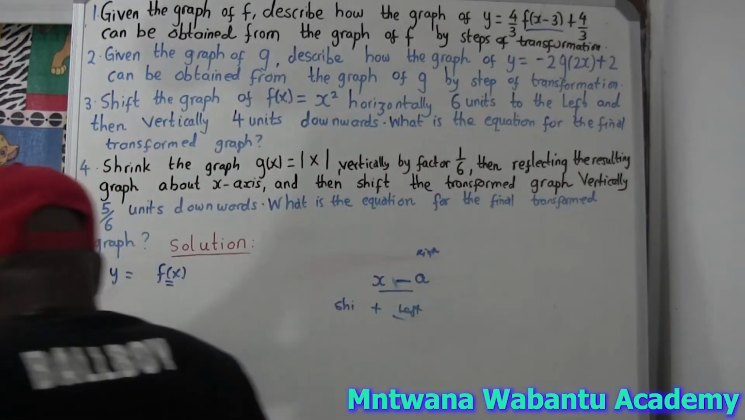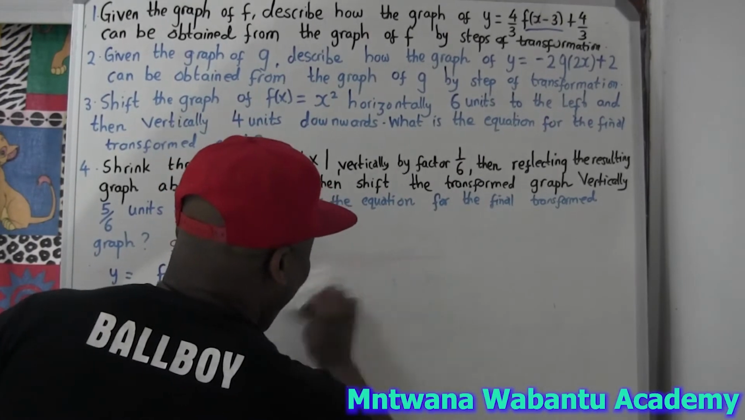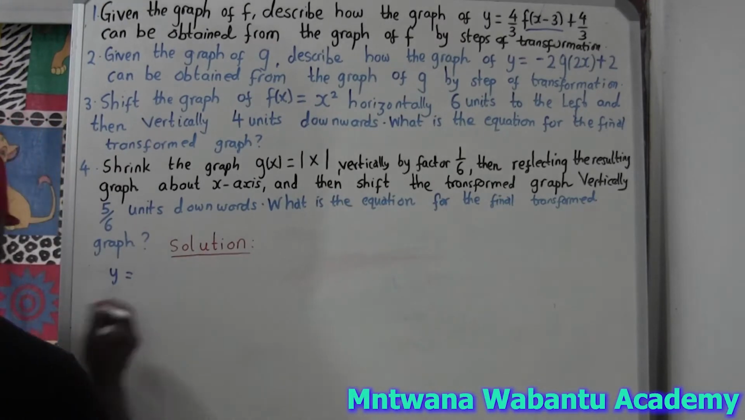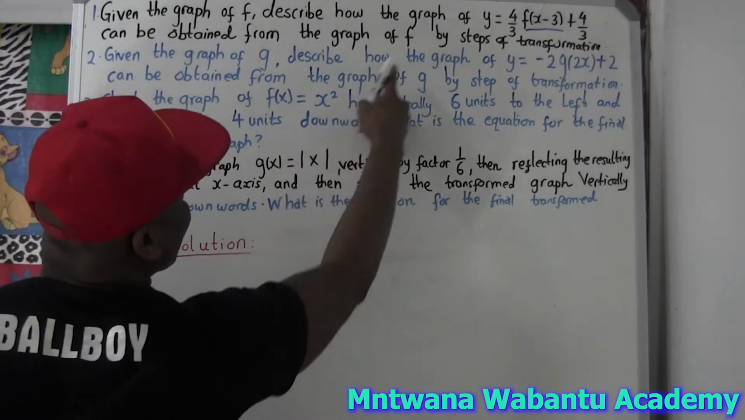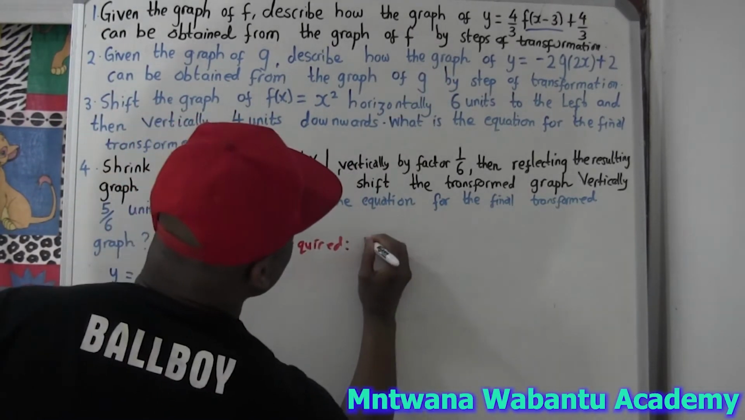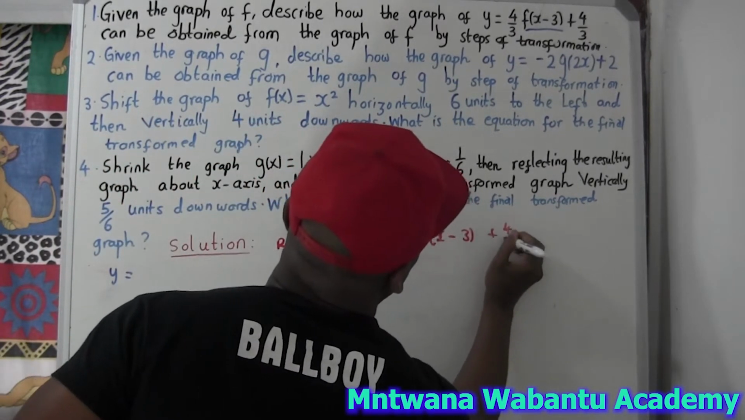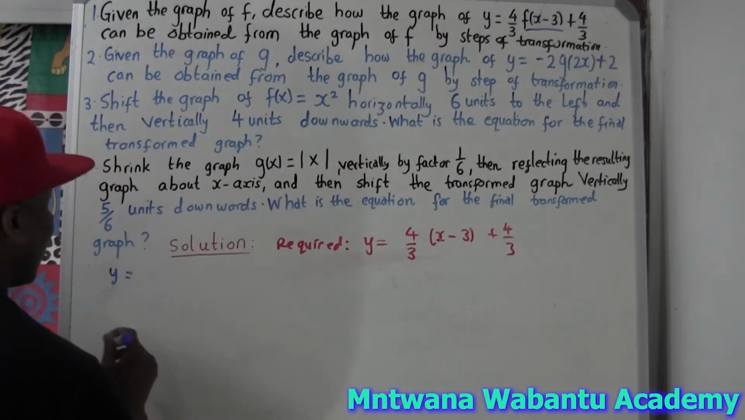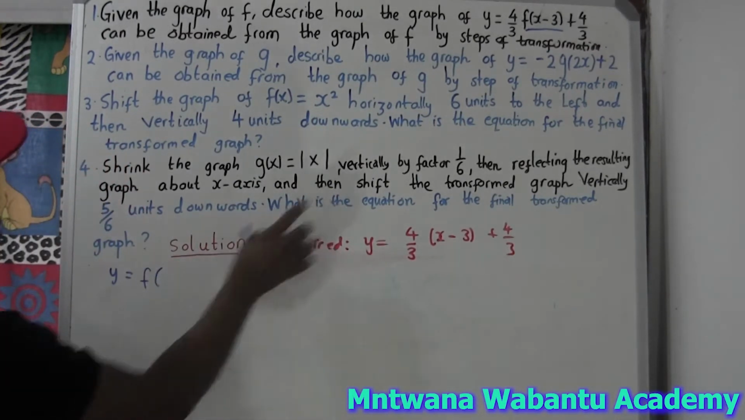So my first step will say, in that graph, we're going to start now. We want to get to y. So let's get y. We are required to prove that y over 3 equals x minus 3, and then plus 4 over 3. Let's go. First and foremost, let's start with that. This f is supposed to be x, but how are we going to get x minus 3?